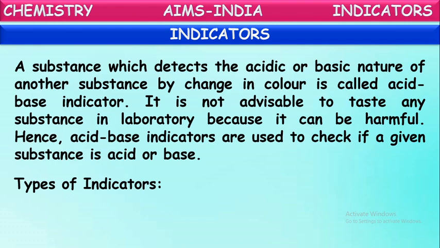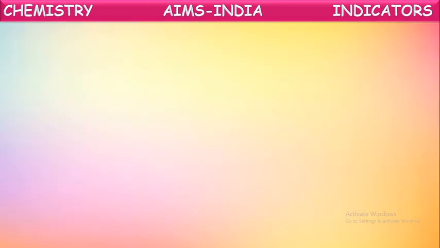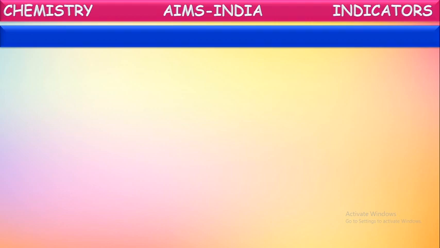So, how many types of these indicators are there? Yes, there are many types of indicators based upon their usage and sources. Based upon the sources of these indicators and in which way they are used, these indicators are classified or categorized into different types. Let us see those different kinds of indicators now.